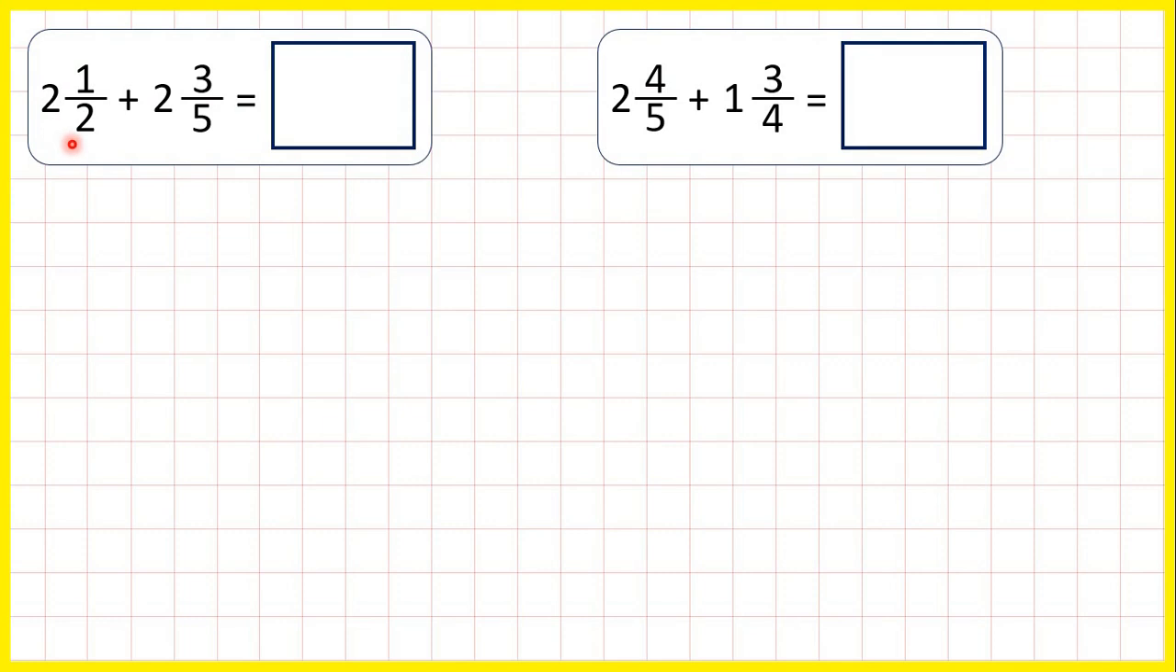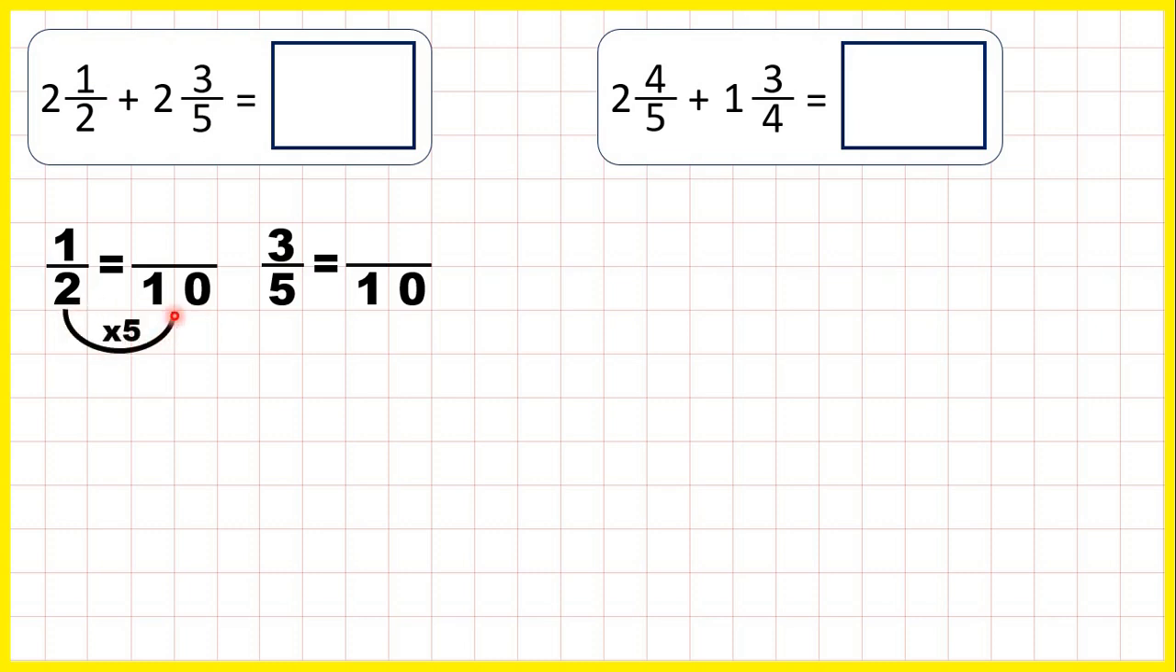We have 2½ plus 2 3/5. So we're adding mixed numbers, and the first thing we do is get the denominators of our fractions the same. So 10 is in the 2 and the 5 times table, so we can find equivalent fractions to 1/2 and 3/5, which have a denominator of 10. 2 times 5 is 10, 1 times 5 is 5, 5 times 2 is 10, 3 times 2 is 6.